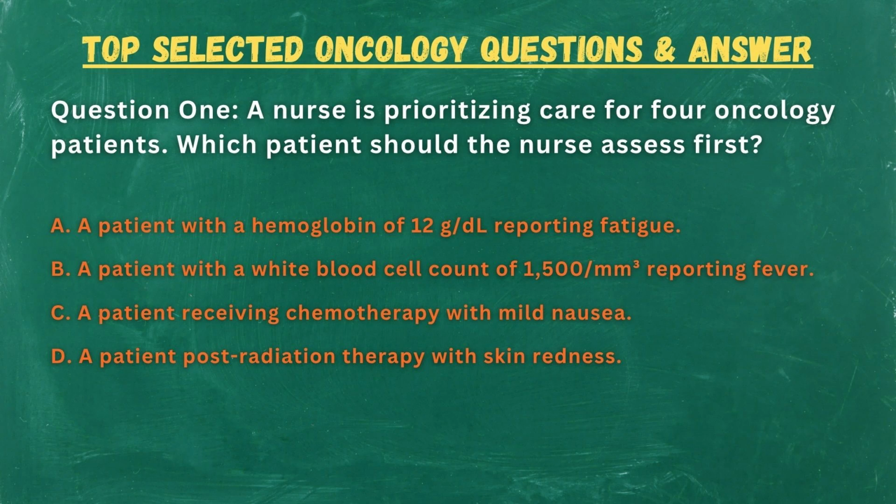Question 1. A nurse is prioritizing care for 4 oncology patients. Which patient should the nurse assess first? A. A patient with a hemoglobin of 12 g/dL reporting fatigue. B. A patient with a white blood cell count of 1,500/mm³ reporting fever. C. A patient receiving chemotherapy with mild nausea. D. A patient post-radiation therapy with skin redness.